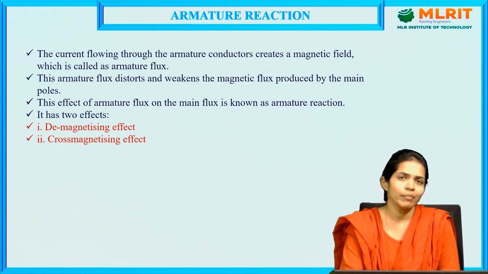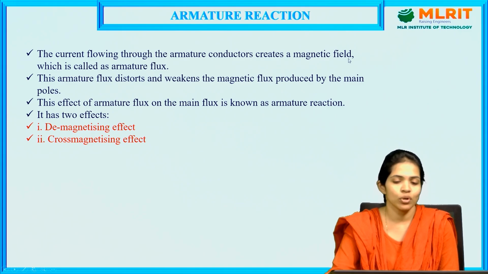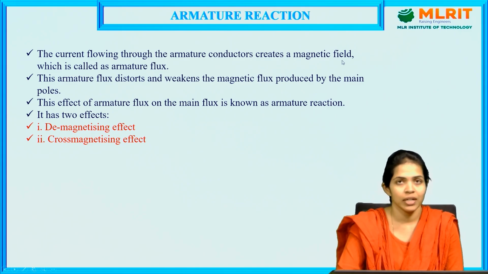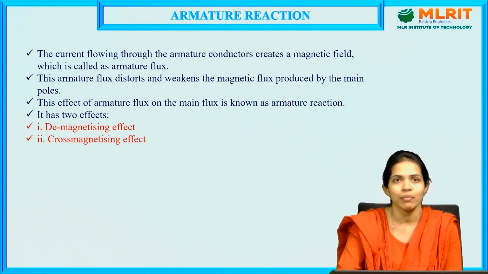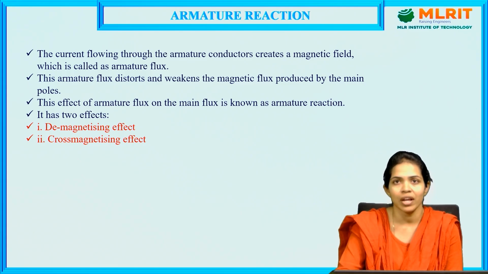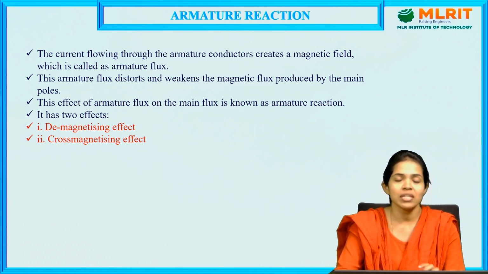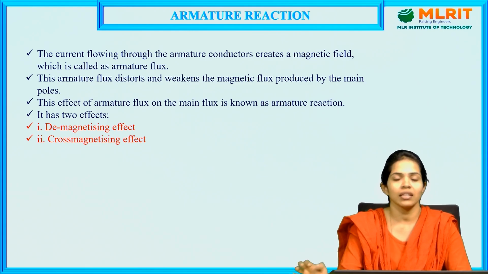Coming to armature reaction, we have conductors in the armature and we also have field windings wound on the poles of a DC generator or DC machine. The current flowing in the armature conductors creates a magnetic field called armature flux. This armature flux distorts and weakens the main magnetic flux produced by the main poles. This effect of armature flux on the main field flux is known as armature reaction. Armature reaction has two kinds of effect: one is demagnetizing effect and the other is cross-magnetizing effect.